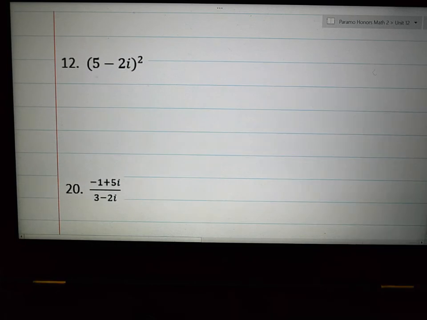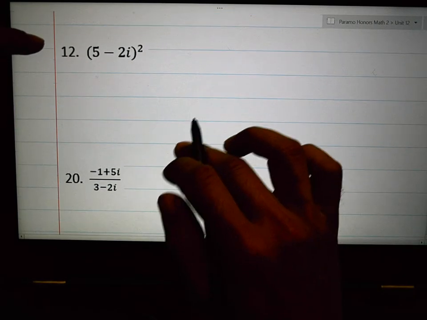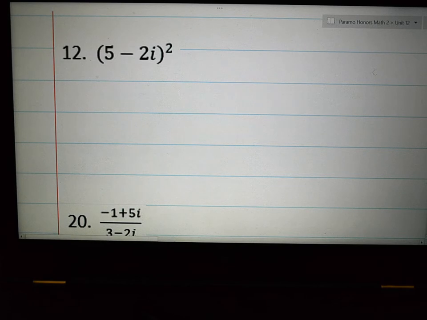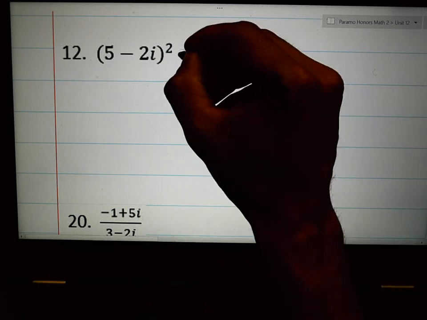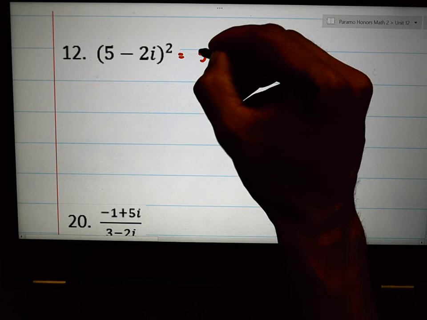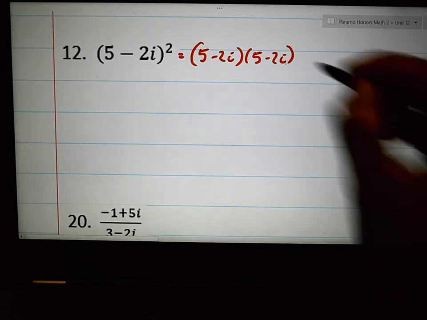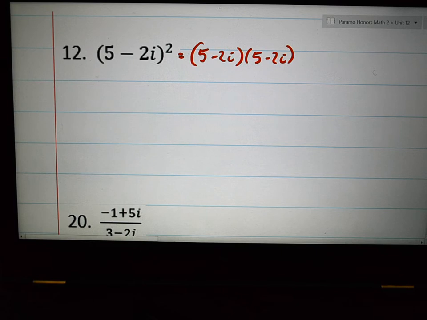So let's do number 12 now. And the first thing that we're going to do with number 12 is we're going to not use the word distribute, because the distributive property does not work with an exponent outside of a binomial. This means you have two factors of 5 minus 2i times 5 minus 2i. We're going to expand our exponent to 5 minus 2i times 5 minus 2i.